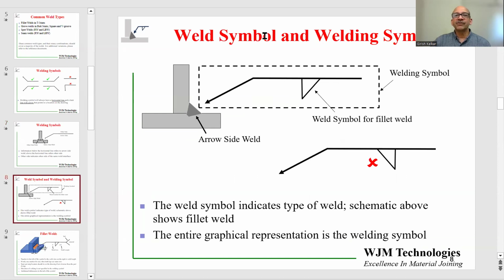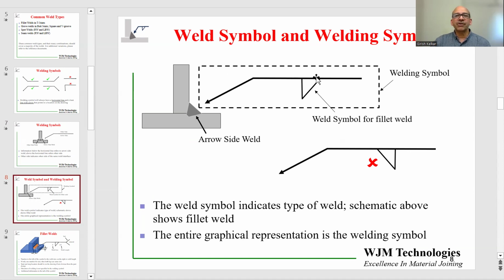Let's see what the difference is between a weld symbol and a welding symbol. Here again, I'm showing a schematic of a T-joint with a fillet weld. The fillet weld symbol is a triangle as shown. This is a 45-degree triangle with the vertical edge of the fillet as shown and the angled edge as shown over here. So this is the symbol for a fillet weld. The symbol for the fillet weld in combination with the horizontal line and the angled line combined becomes the welding symbol.